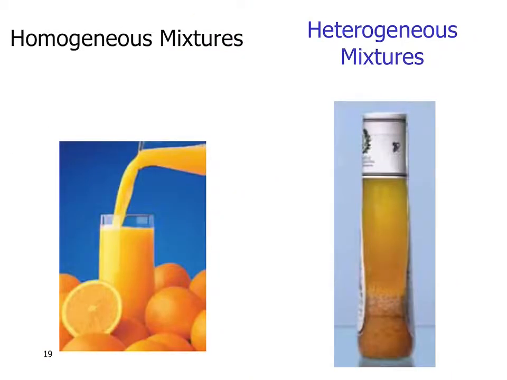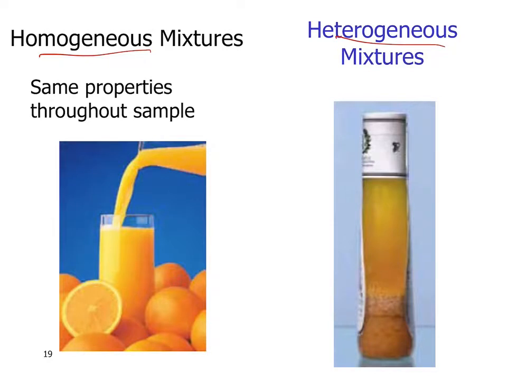How about mixtures? Mixtures we break into two types. One is a homogeneous mixture. The other is a heterogeneous mixture. Homogeneous mixtures have the same properties throughout the sample. Something like orange juice, although it's a big mixture with lots of things in there, water and vitamins and citric acid and all sorts of things, looks uniform throughout. So it has the same properties throughout the sample. It looks uniform, or homogeneous.